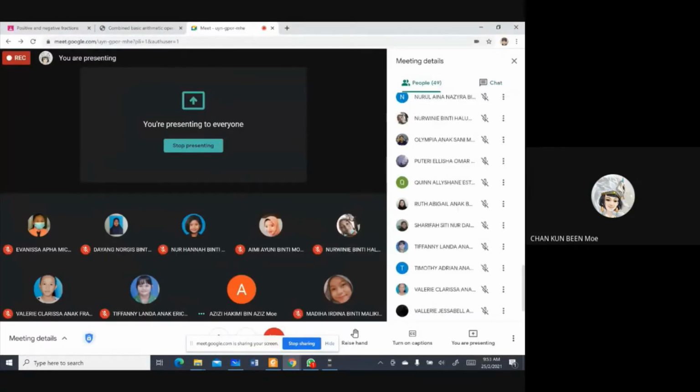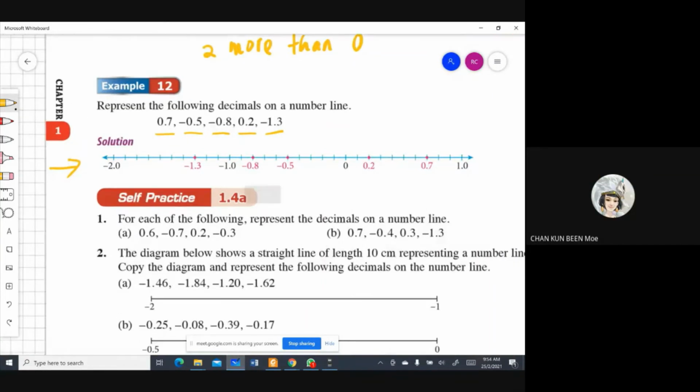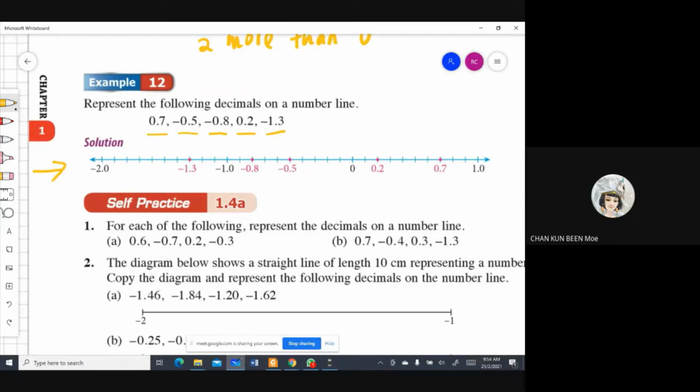So we have 49 students right now. Sharifa, are you there? Yes. Okay, Sharifa, come, let me test you. Can you identify the smallest decimal number for me? Negative 0.3. There's no negative 0.3. Can you see clearly? Which one is the smallest decimal? Negative 0.5. This one. Okay, thank you. Actually, the smallest decimal number is negative 1.3.